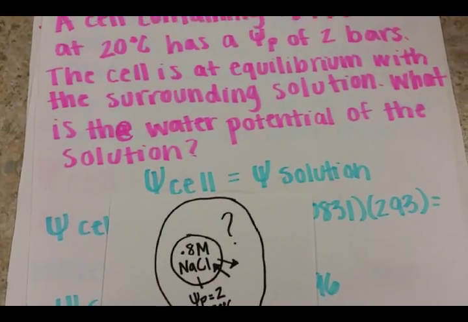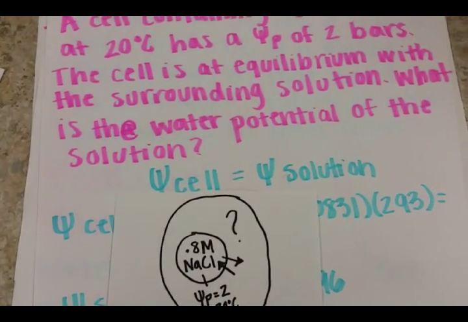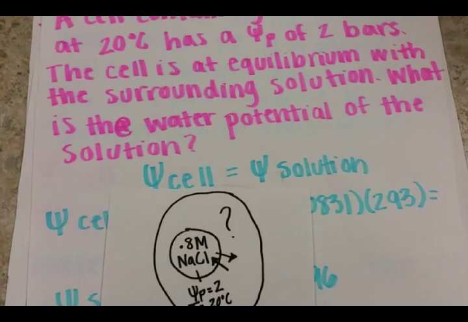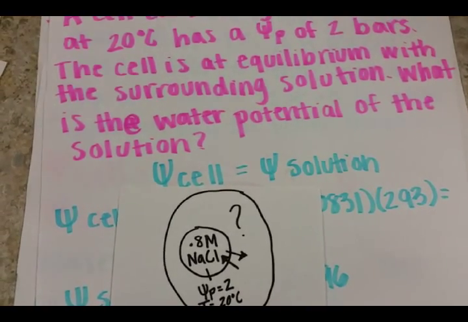A cell containing 0.8 molar solution of NaCl at 20 degrees Celsius has a pressure potential of 2 bars. The cell is at equilibrium with the surrounding solution. What is the water potential of the solution?